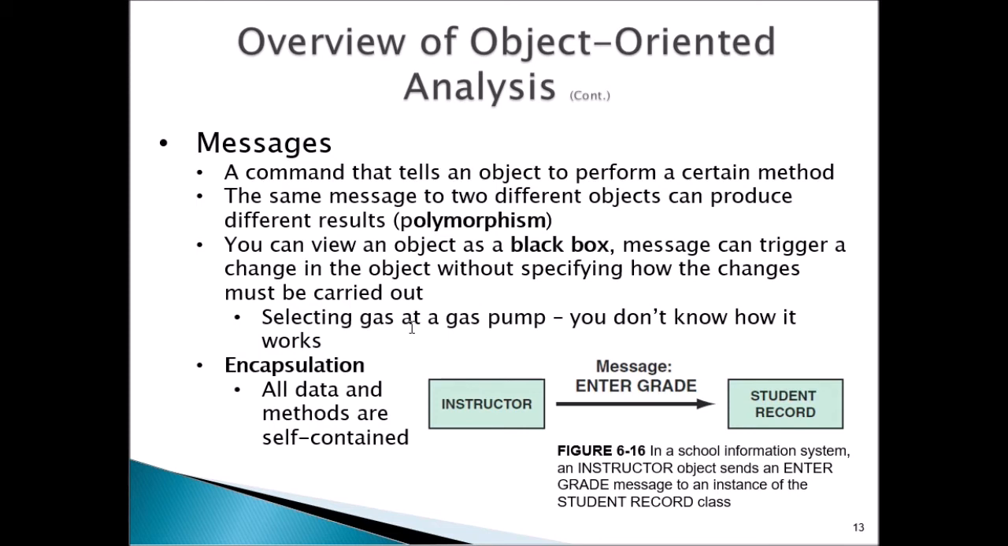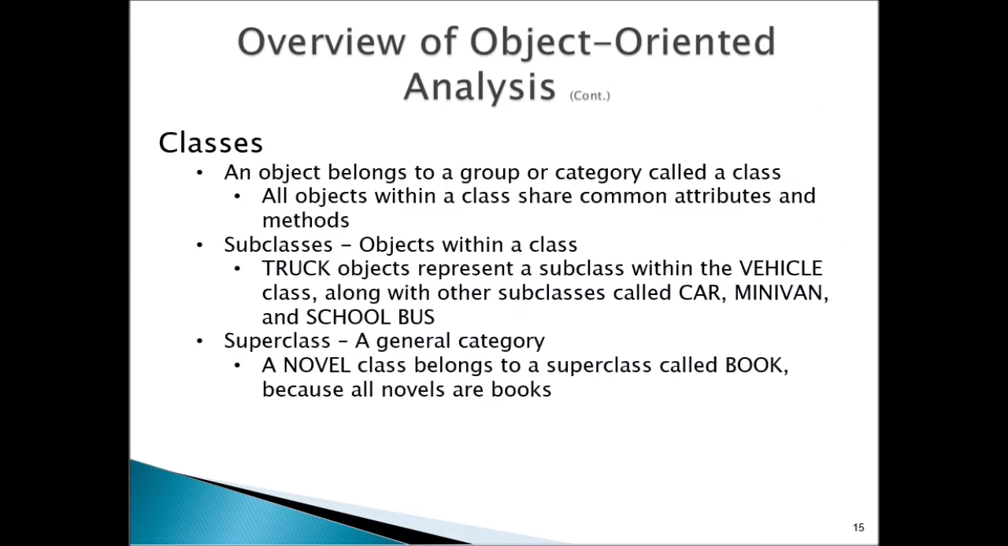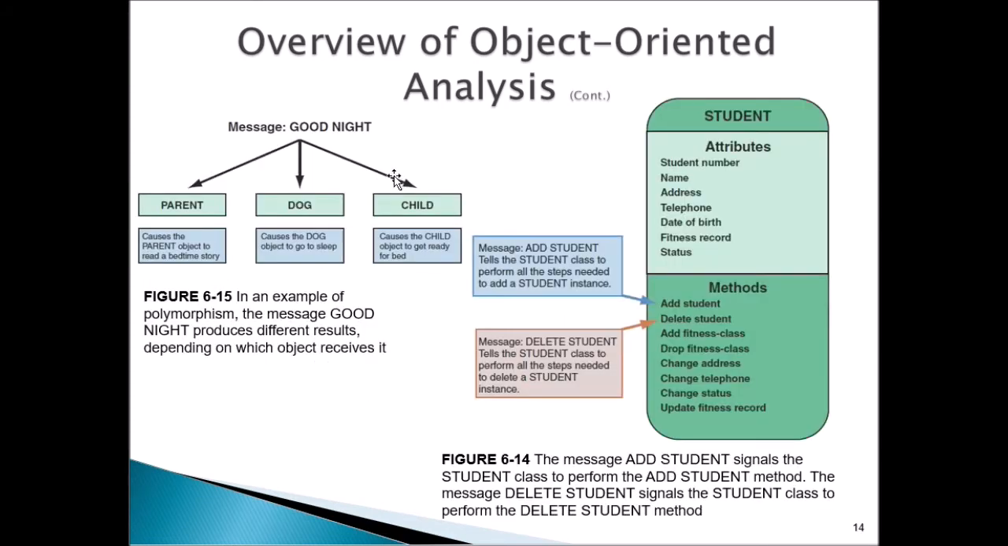With encapsulation, all data and methods are self-contained. And here's an example of that with instructor and student record. So here's an example of sending the same message to three different objects and getting a different result. This is the polymorphism example. And here you can see you send goodnight to the parent, causes the parent to read a bedtime story, dog will sleep, child will get ready for bed, what have you.